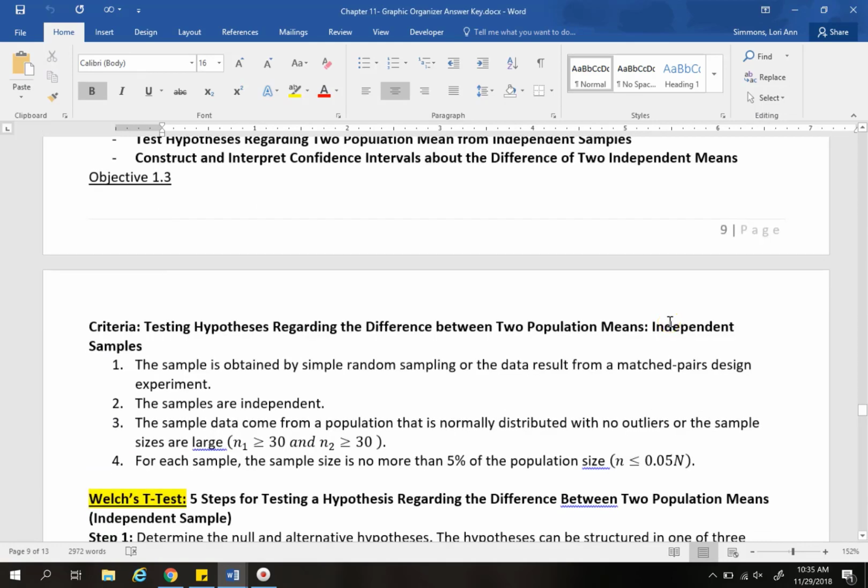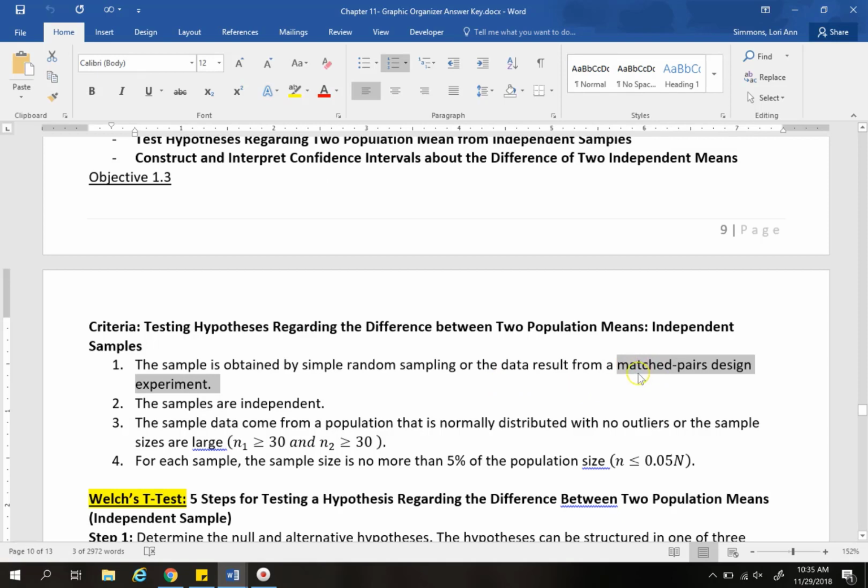There are 4 criteria for testing hypotheses regarding the difference between two population means that are independent samples. 1. The sample is obtained by simple random sampling, or the data result from a matched pairs design experiment. If it is a matched pairs design, that means it's dependent. So if we find out that it's matched pairs, you're going to have to use the dependent hypothesis testing. The second criteria is that the samples have to be independent. So for this one, it has to be simple random and independent.